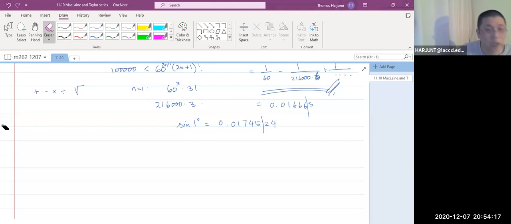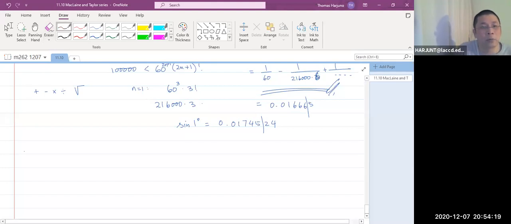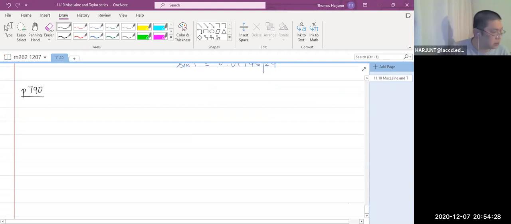The next page, we take a look at page 790. What we do on this page is basically just application of the series. For example, number 48. The question is, evaluate the indefinite integral as an infinite series: the integral of (e^x minus 1) over x dx.